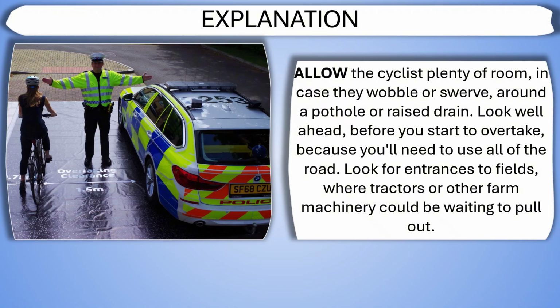Explanation. Allow the cyclist plenty of room in case they wobble or swerve around a pothole or raised drain. Look well ahead before you start to overtake, because you'll need to use all of the road. Look for entrances to fields, where tractors or other farm machinery could be waiting to pull out.